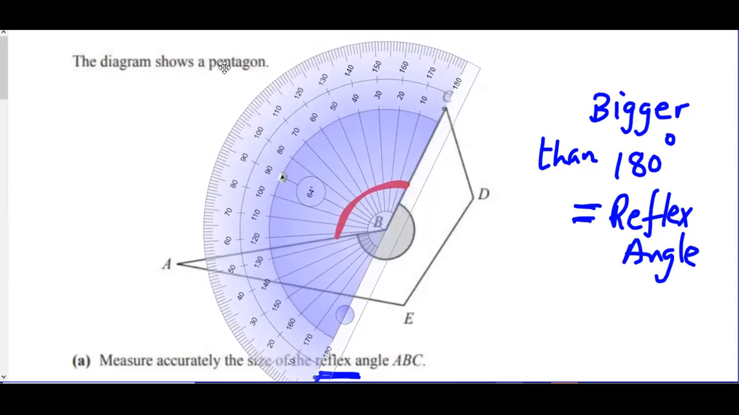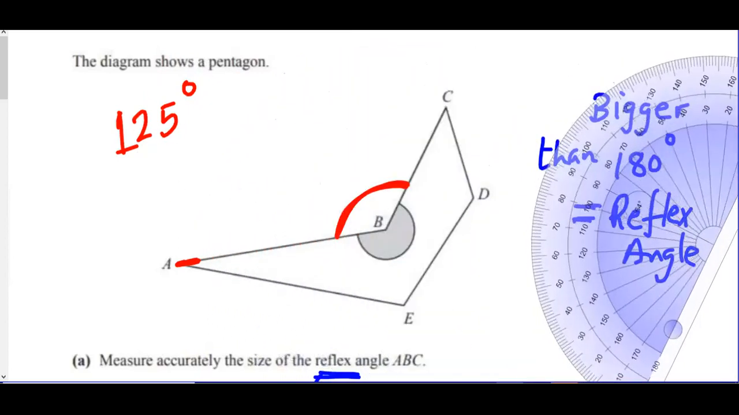So now I'll be coming to read from here. This is 0, 10, 20, 30, 40. So you keep reading until you reach this line here. 0, 10, 20, 30, 40, 50, 60, 70, 80, 90, 100, 110, 120. Can you see this is 120, but that is not exact. This is 120, 21, 22, 23, 24, 25. So that is 125 degrees. Okay. So according to my protector, I got 125 degrees.